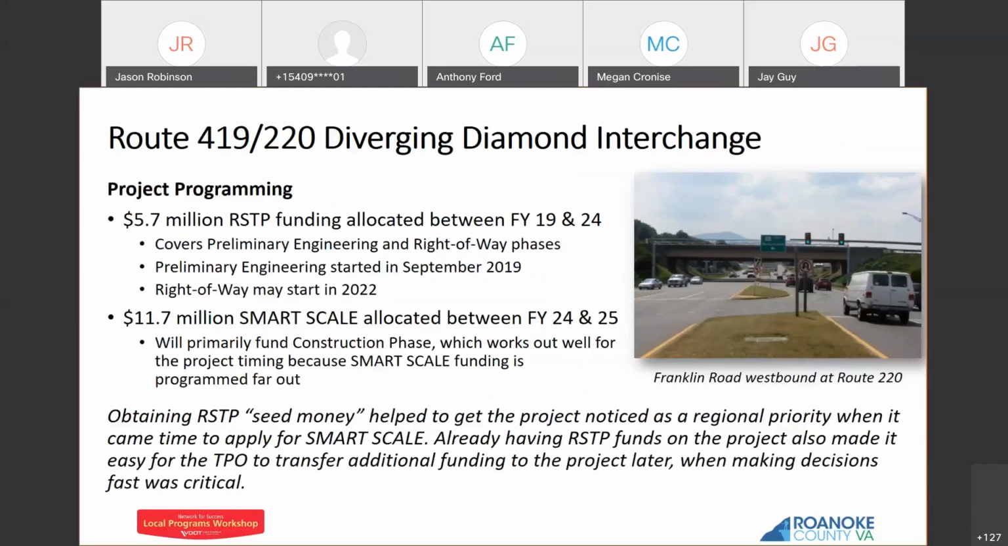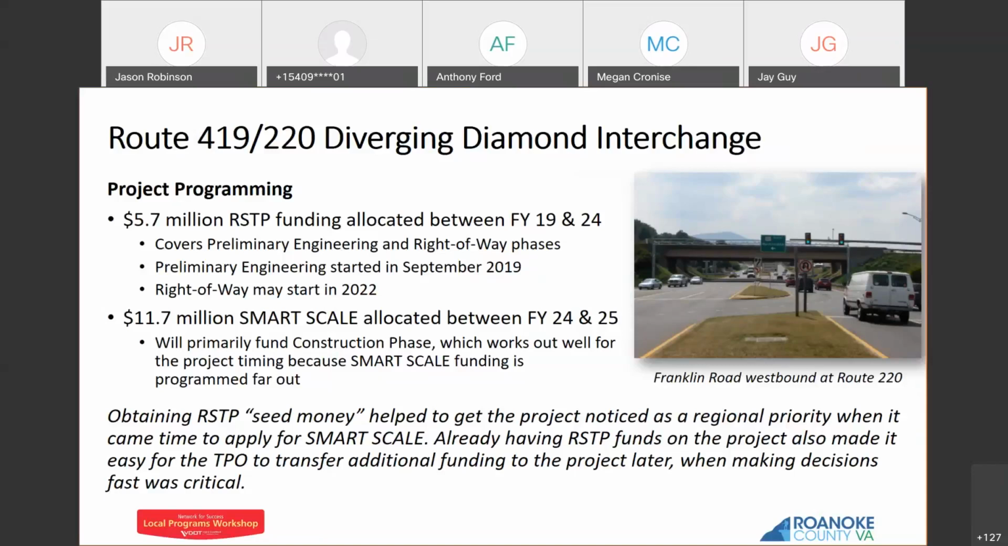So for the project programming, we have $5.7 million in RSTP funding allocated between FY19 and 24. And this is because the first bit of funding that we were able to get through RSTP was approved in June of 2018. So this $5.7 million covers preliminary engineering and right-of-way. Our preliminary engineering phase actually started in September 2019 with a kickoff meeting, when the CTB had just approved the project the previous June. So, that's warp speed in VDOT project timelines.